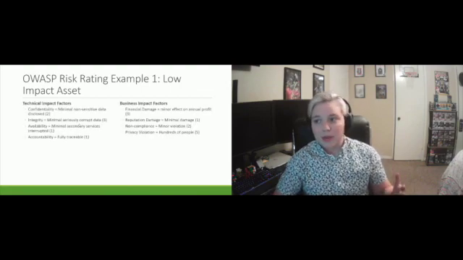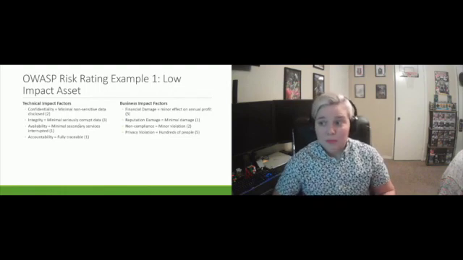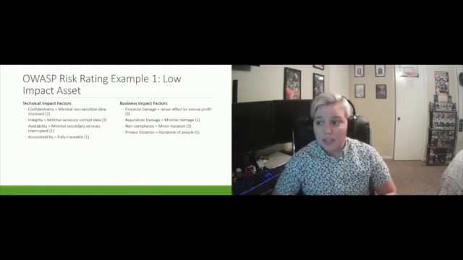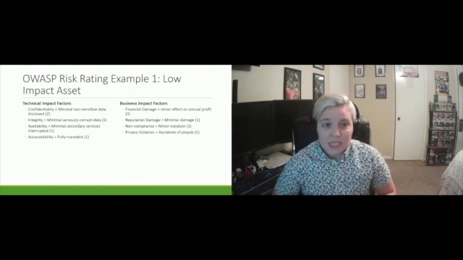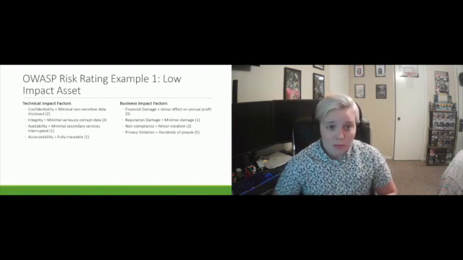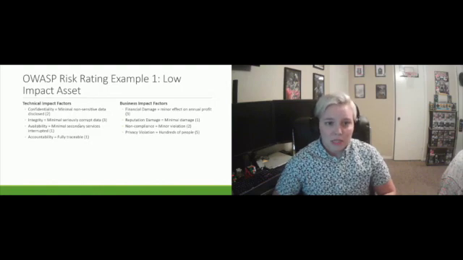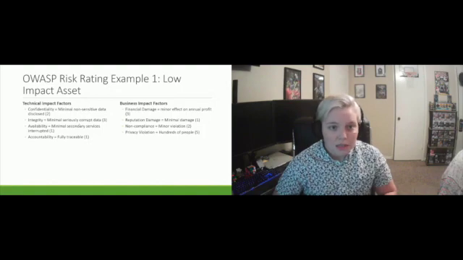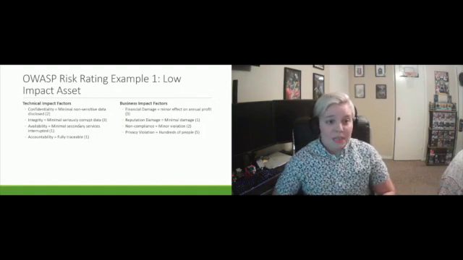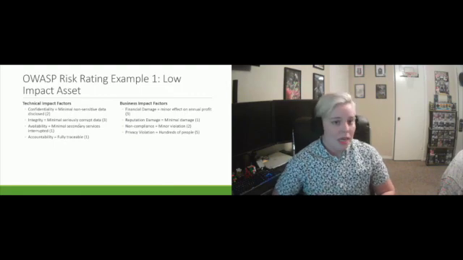In this example, we have a low impact asset. We have our technical impact factors being relatively low. Our loss of confidentiality is going to be minimal. Our loss of integrity is going to be minimal, minimal seriously corrupted data. Our loss of availability is going to be limited to secondary services that are interrupted. And our loss of accountability is going to be a fully traceable event. We're going to know exactly who exploited this and when.